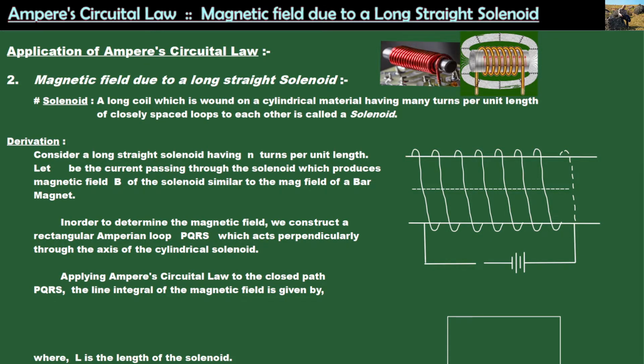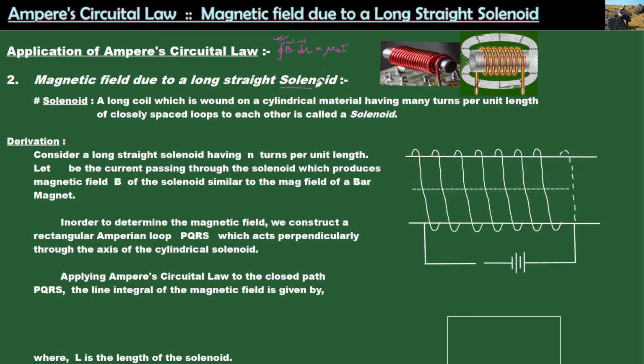Now, what we have learned from Ampere's circuital law is that it states that the line integral of the magnetic field on any closed curve is equal to mu naught times the current enclosed by that loop. So this is the statement of Ampere's circuital law.